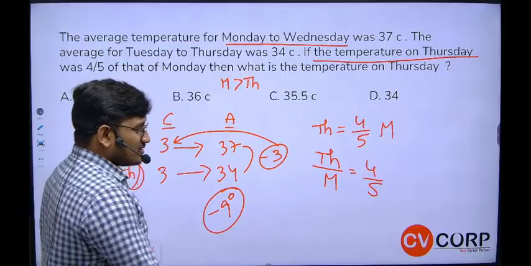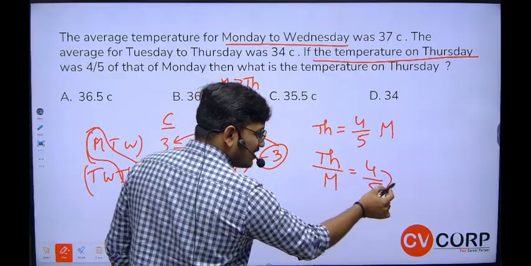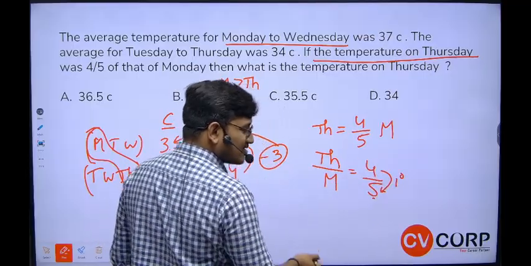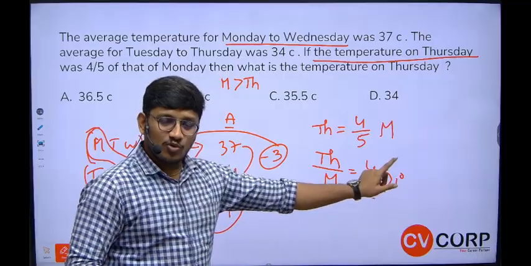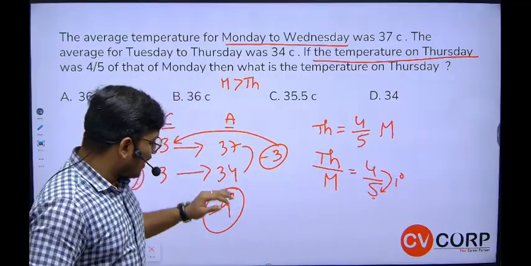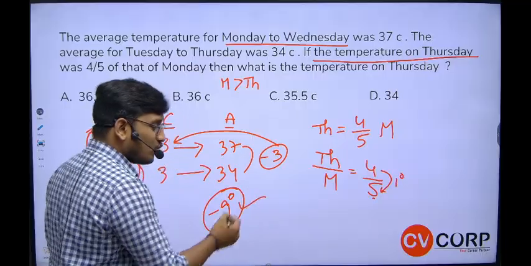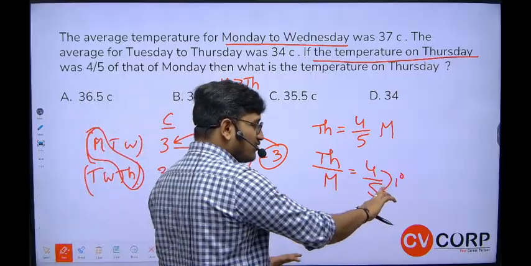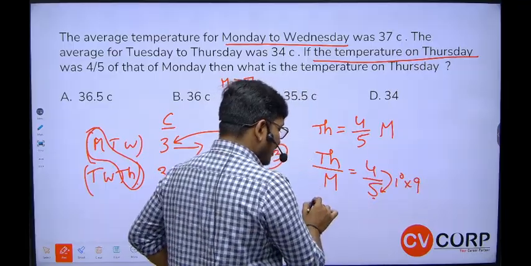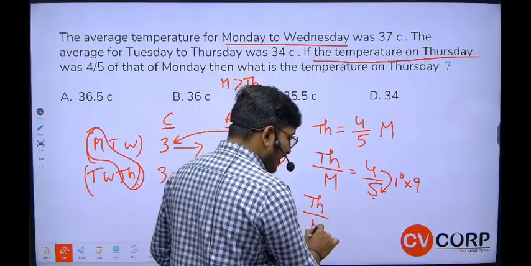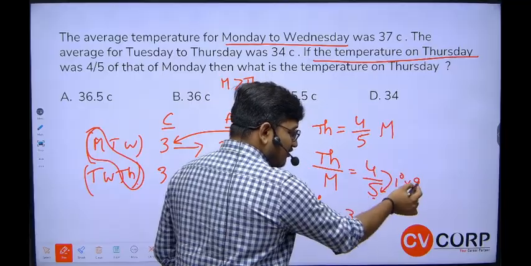Now, Monday temperature is how much more than Thursday? I can see here only 1 degree more than Thursday's temperature. Monday temperature is more than Thursday, but how much more is it? Only 1 degree more. But according to our logic, Monday temperature should be how much more? It should be 9 degrees more, right? So how can you convert that 1 to 9? Just multiply with 9. Now I can say that Thursday by Monday is equals to 4 times 9 is 36, 5 times 9 is 45.